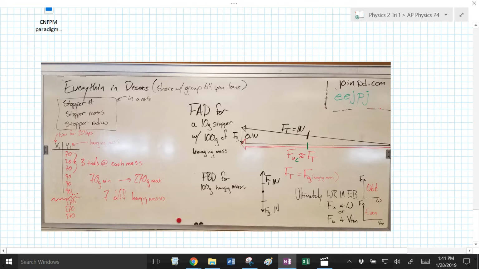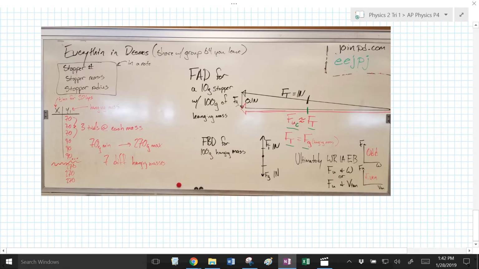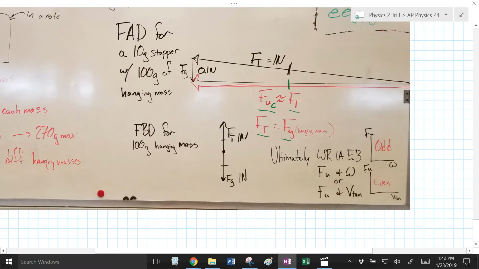So my argument then is that if I know the gravitational force, I know the tension on the hanging mass. If I know the tension on the hanging mass, I know the tension on the stopper. Therefore, I know the Fnet being experienced by the stopper. And then ultimately what we're going to do in lab is try to get at one of two questions. What's the relationship, if any, between Fnet and omega? Or what is the relationship between Fnet and Vtan? Okay.